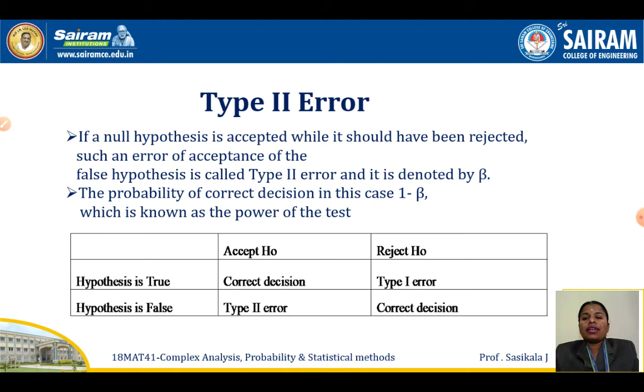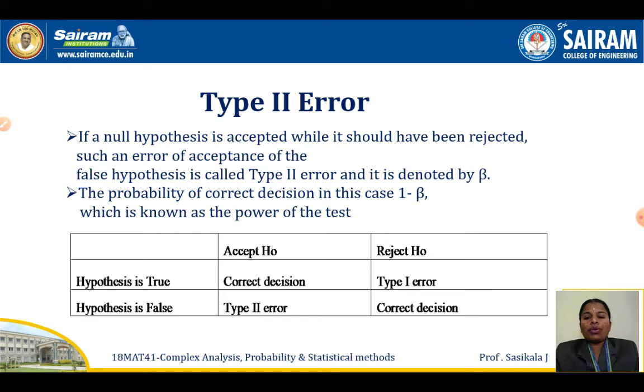If a null hypothesis is accepted while it should have been rejected, such an error of acceptance of the false hypothesis is called type 2 error, and it is denoted by beta. You can see the table to understand the difference between type 1 and type 2 rather than in words. The probability of a correct decision in this case is 1 minus beta, which is known as the power of the test.